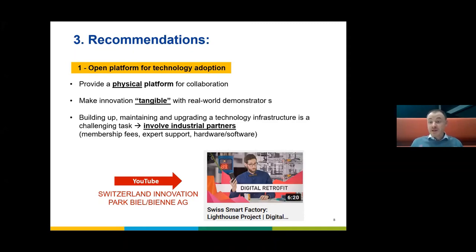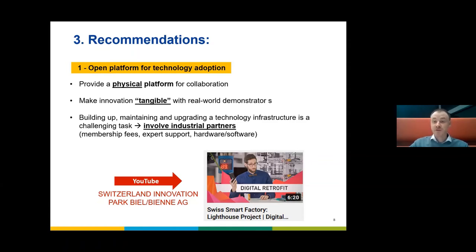And building up such an infrastructure, I know it's not easy, it's expensive, the investment at the beginning, but also keeping it running, we can really sing a song. It's painful. It needs to be constantly adapted, software has to be updated, hardware has problems and needs to be exchanged. So it's a process that is difficult to maintain, and it's important that you involve the industrial partners from the beginning with a clear commitment.